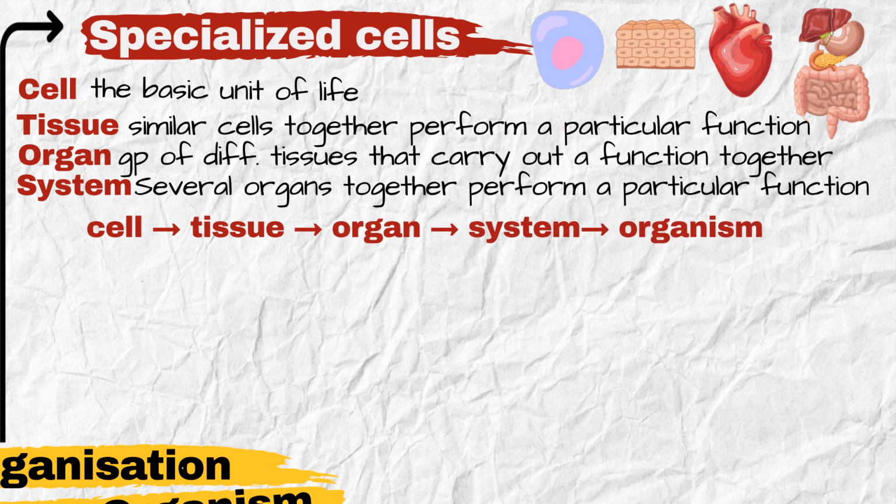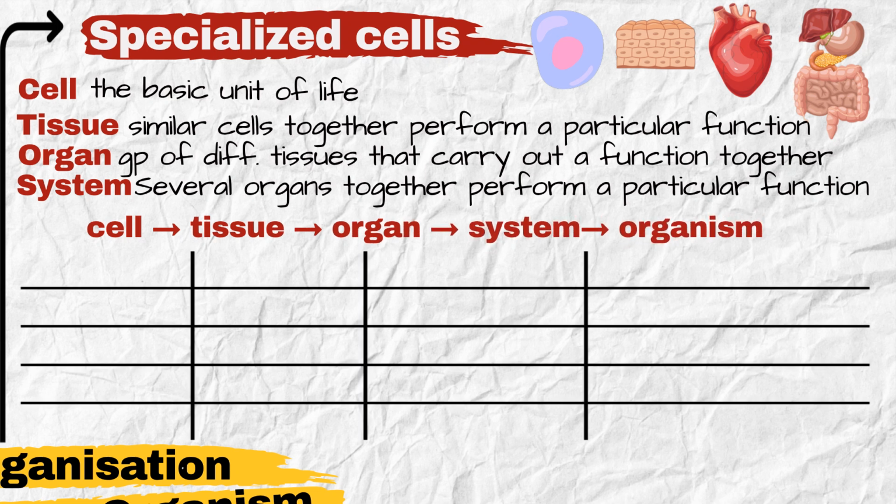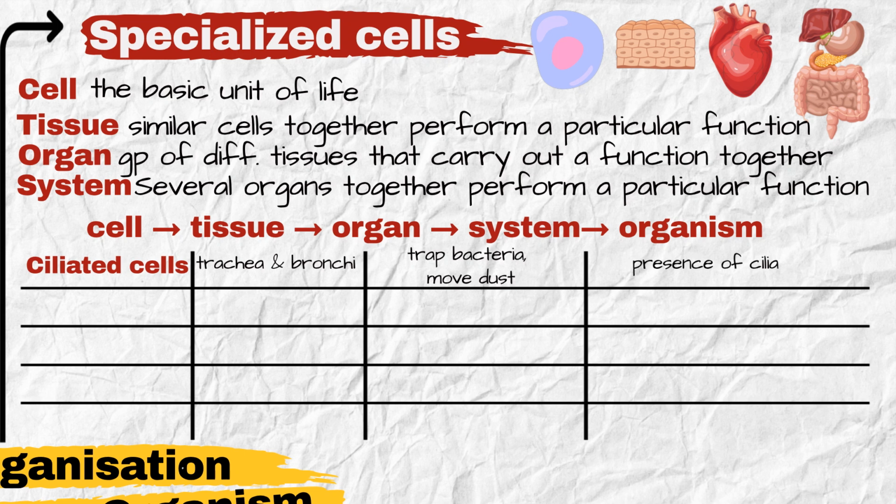Now let's go through the specialized cells you need to know. First, ciliated cells. Place, lining the trachea and bronchi of animals. Function, trapping bacteria and moving dust particles out of the body. The adaptation to perform the function is having cilia. Not every cell has cilia. Second, neuron. Place, in the nervous system of animals. Function, conducting electrical impulses. To do that, it is adapted to be a long cell, with branched ends and insulated with a fatty sheath.